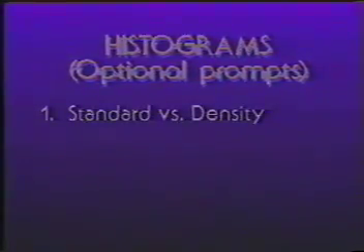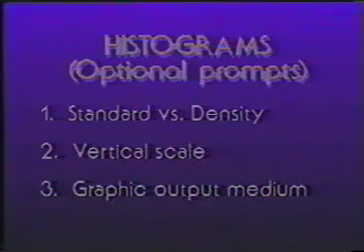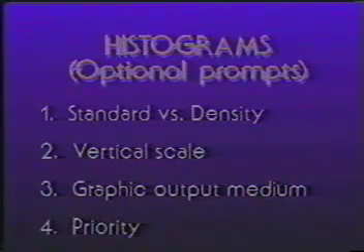If you use Tab instead of Return when answering prompts for a histogram, the secretary will present you with 4 optional menus. You may select between a standard histogram or a density histogram. Density is the default. You may adjust the vertical scale of the histogram. 100% is the default. You may select the graphic medium to be used, and lastly, you may select priority for the job.